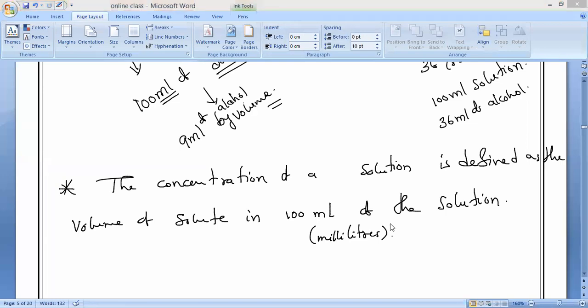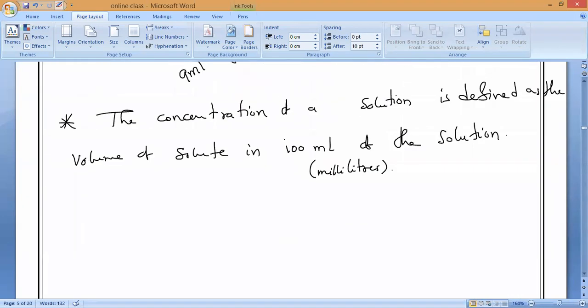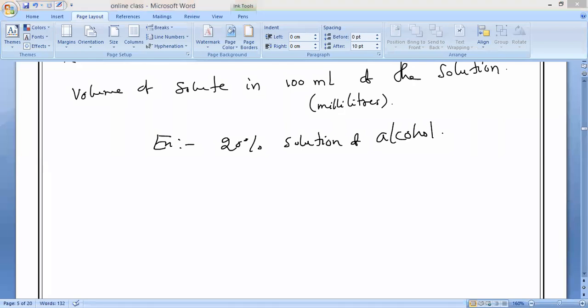Ready? But for mass, what can we take, Omar? For mass, we take 100 grams of solution. But for volume, what are we taking? 100 ml of solution. That is what you have to remember. So for example, a 20% solution of alcohol. What do you mean by a 20% solution of alcohol? Everybody should say.